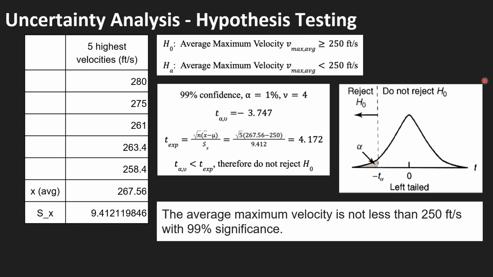For the hypothesis testing section of our uncertainty analysis, our null hypothesis was that our max average velocity is greater than 250 feet per second. And because we just wanted the value to be greater than 250, we used our left-tailed rejection model here, and we used our 5 highest velocities to calculate data including average and standard deviation. It turns out our experimental t-value of 4.172 is greater than our t-alpha value, and so we do not reject our null hypothesis and can say that our average maximum velocity is not less than 250 feet per second with 99% significance.